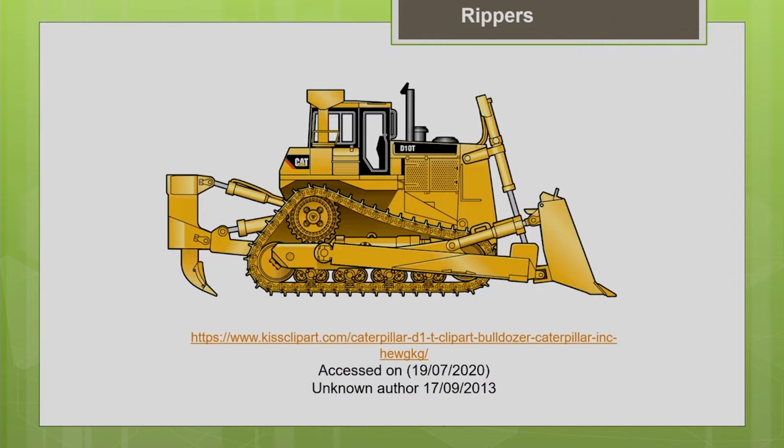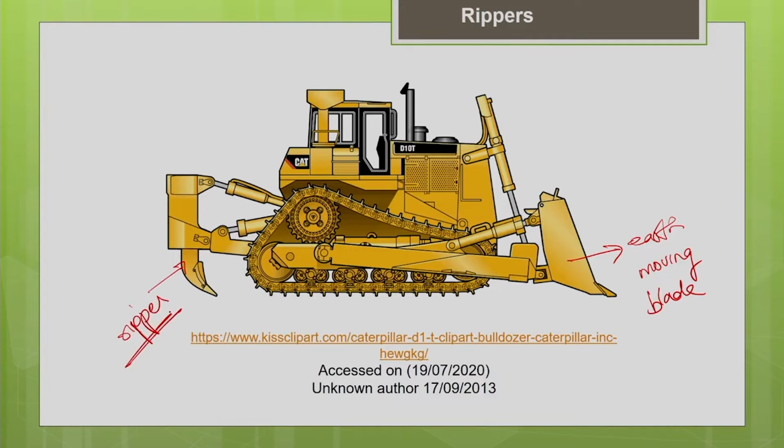The other application you can see is that it can be used as a ripper. For this tractor you can see at the front end you have the earth moving blade. At the rear end you have this ripper.